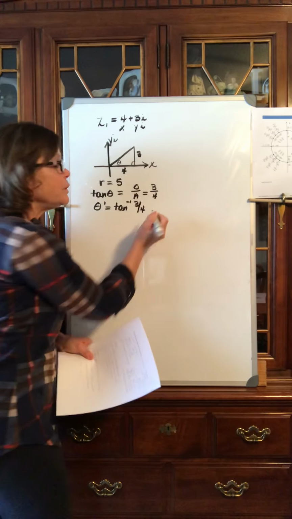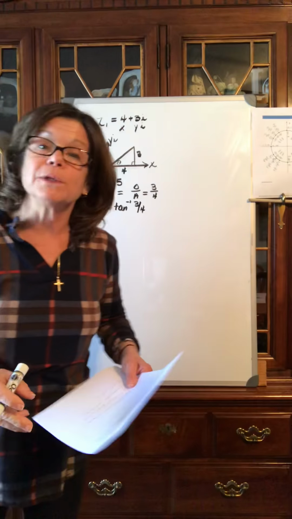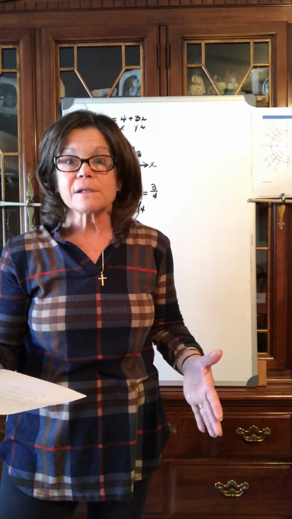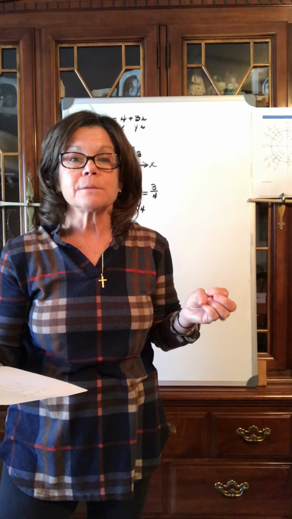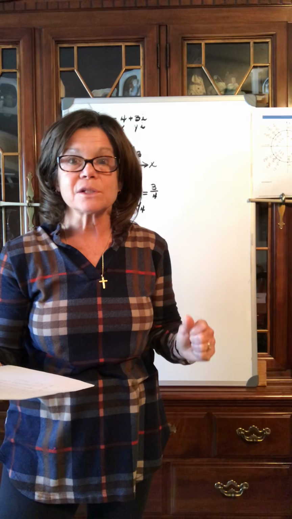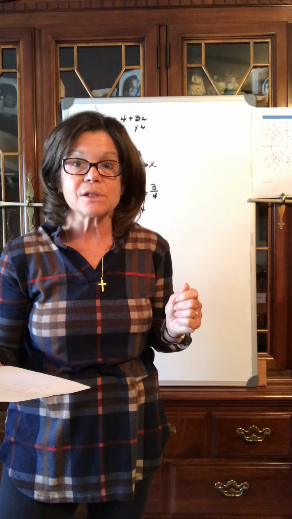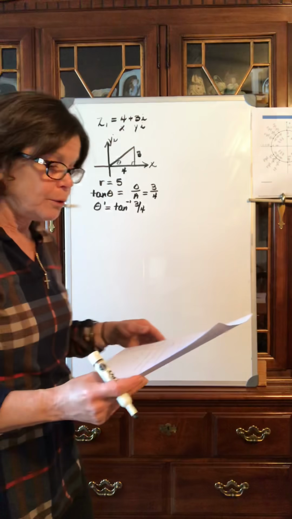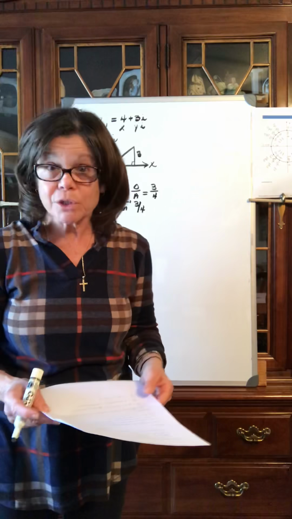Now, 3/4 is not a tangent value that we know from the unit circle. The values from the unit circle that we know for pi over 6 are radical 3 over 3. At pi over 4, the tangent value is 1, and at pi over 3, the tangent value is radical 3. But this value we don't know. So you would have to use your calculator.